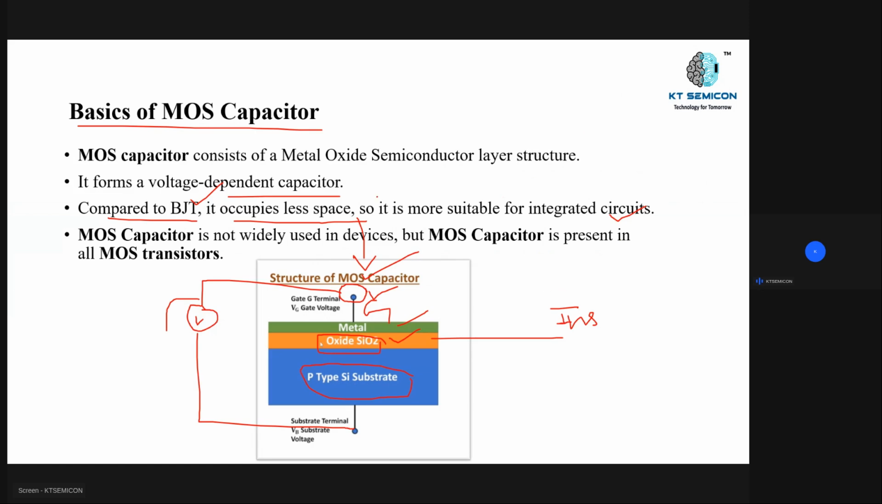A MOS capacitor on its own is not widely used in devices, but MOS capacitors are present inside MOS transistors, which means MOSFETs. We cannot widely use MOS capacitors alone, but they are there in MOS transistors, which we use for construction and all. This is the main agenda of the MOS capacitor.